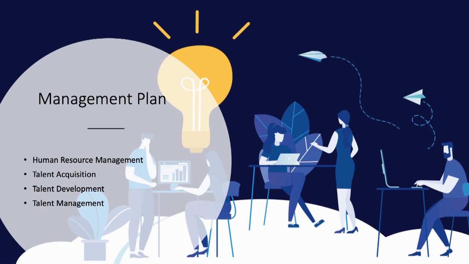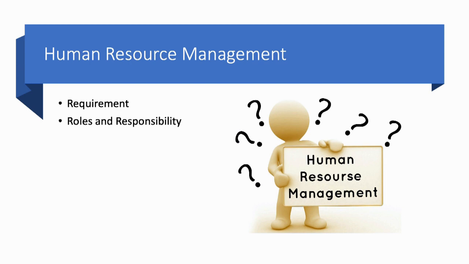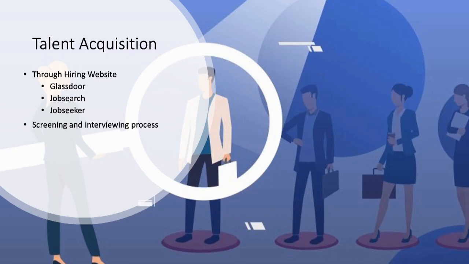And the management plan has four stages. The first stage is human resource management, the second is talent acquisition, the third one will be talent development, and the fourth one will be talent management. Human resource management is to identify the roles required and their responsibilities, and we need to identify what's the requirement for the particular roles. And the second stage will be on the talent acquisition.